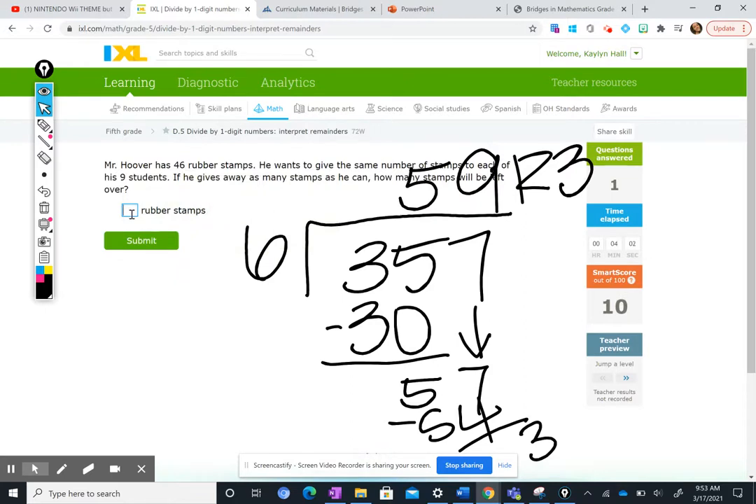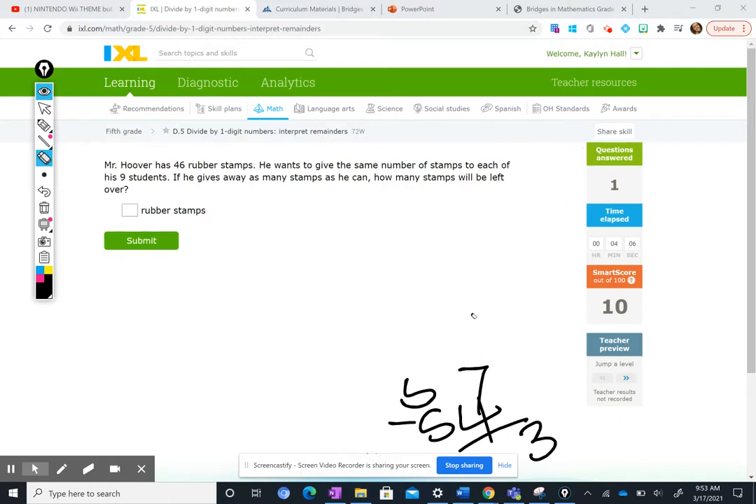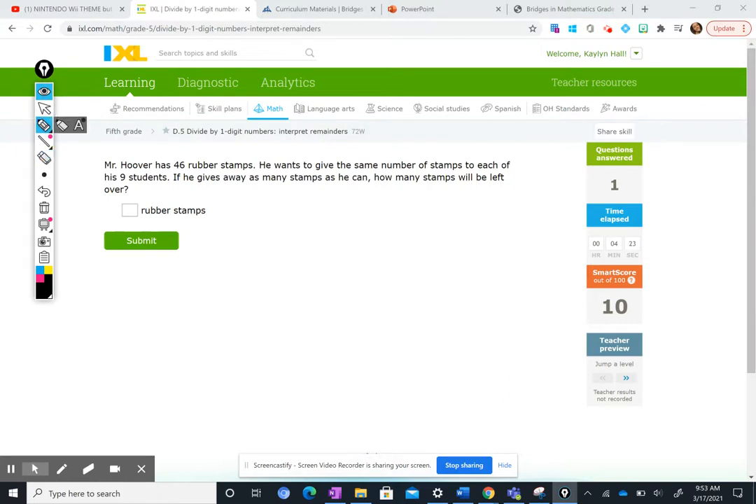So it's just really thinking about what it wants you to do with that remainder. Make sure you are reading the questions carefully. You all know how to divide, but this is taking it a step further and thinking about, do you need to leave it as a fraction? Is your answer the remainder, or is your answer rounding your quotient? I'll do one more with you.